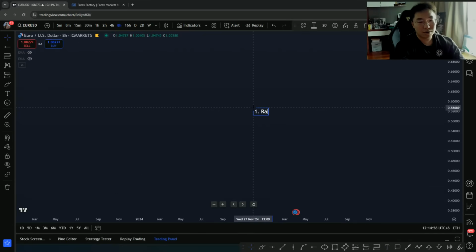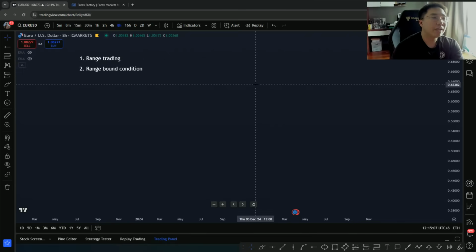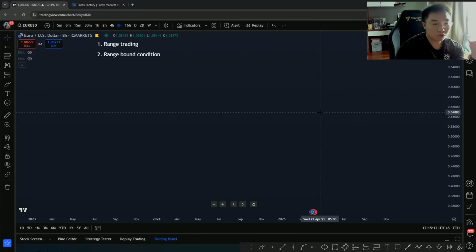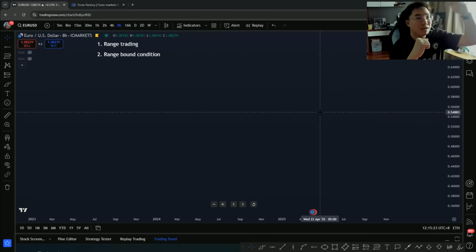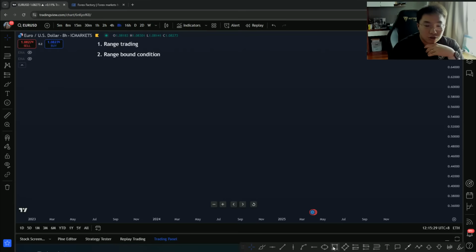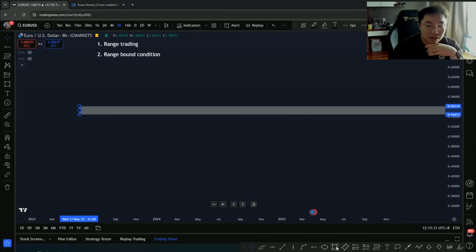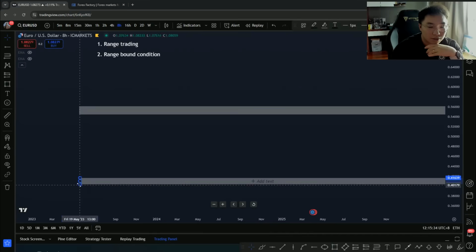So go back to it. Range trading, range bound condition. What's the best way to trade a range? Just to give you all a brief lesson here. To me, when it comes to trading a range, there's no complication. It's very simple. Our goal is always to short as close to the extreme, the resistance, or as close to the bottom band as possible. So let's assume we have a resistance and we have a support. Say price goes to this.